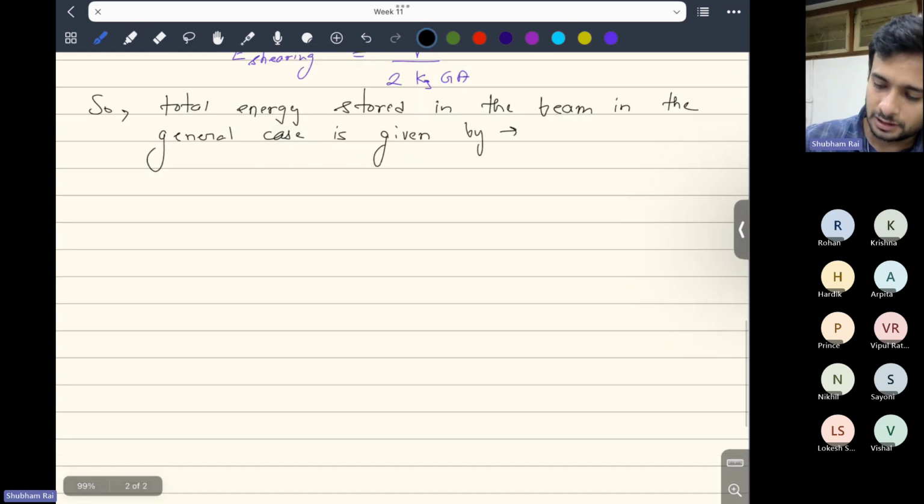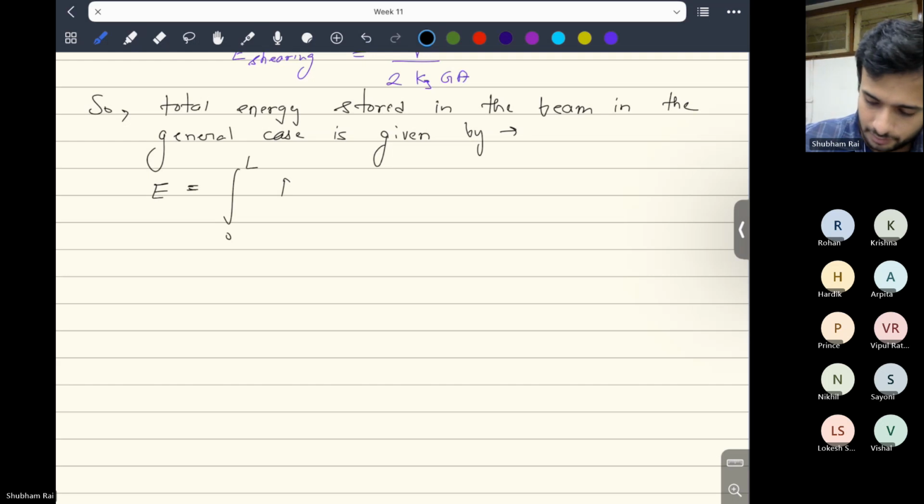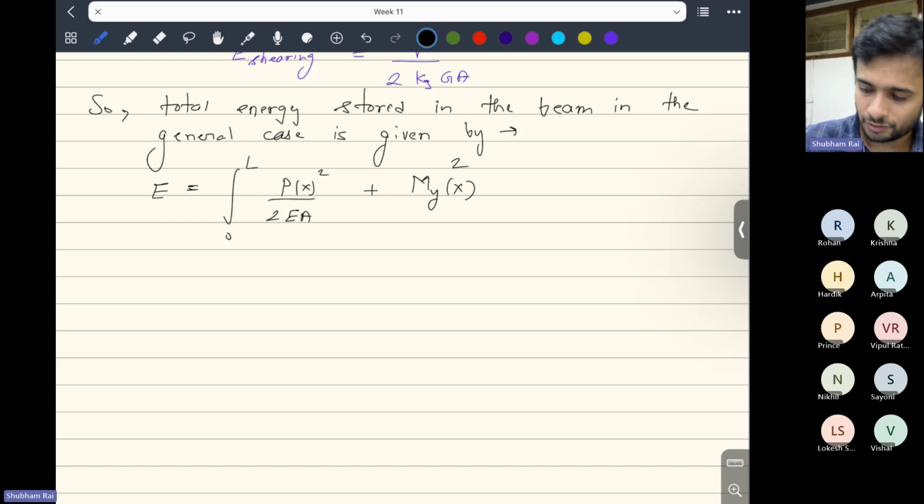Anyway, this formula which I'm writing is only valid when you are applying forces, torques, and moments in principal direction. Integral from 0 to L, and principal directions are perpendicular to each other. P of x to the whole square over 2EA plus, P of x I have written because P can be a function of x.